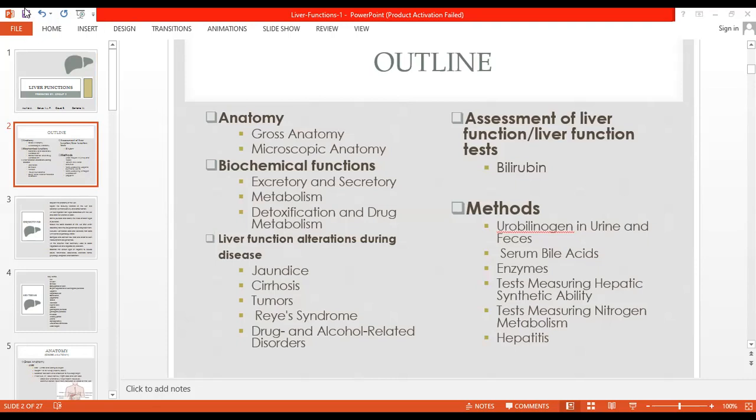And here is the liver functions outline. We have the anatomy, biochemical functions, liver functions alteration during disease, assessment of liver functions or liver function test, and the methods.